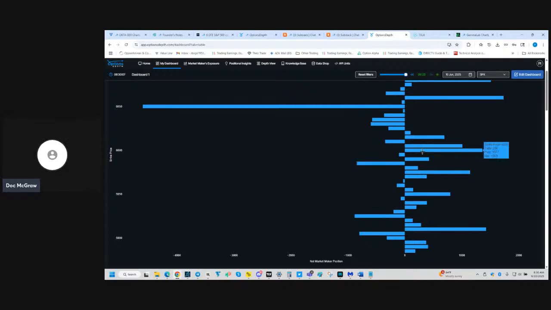Now, below 6,000, got a little bit of supportive area over here. We also have, if you look at price action, we had congestion in this area. And 5985, we have some market maker short options that could potentially pull us down.